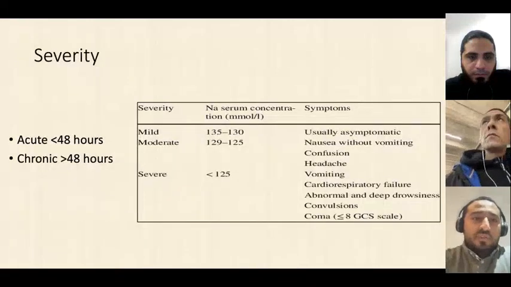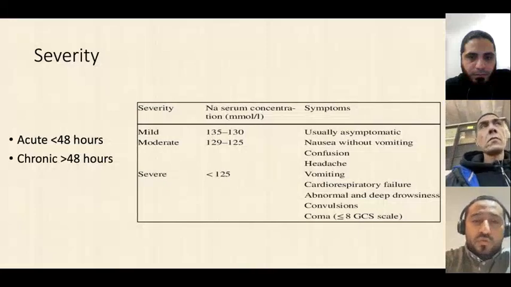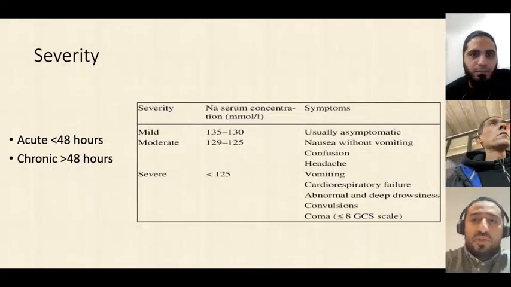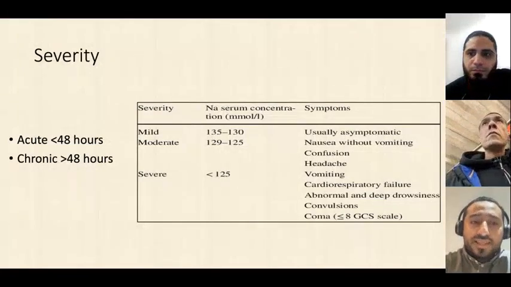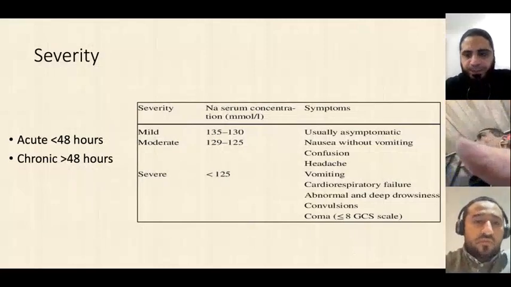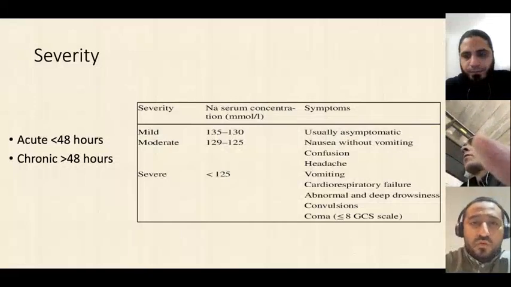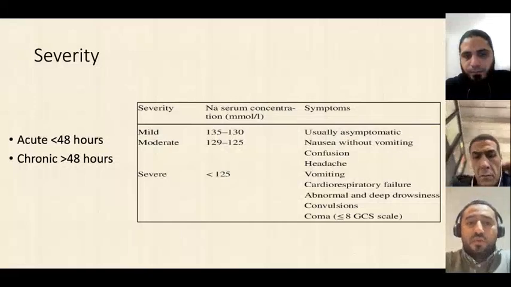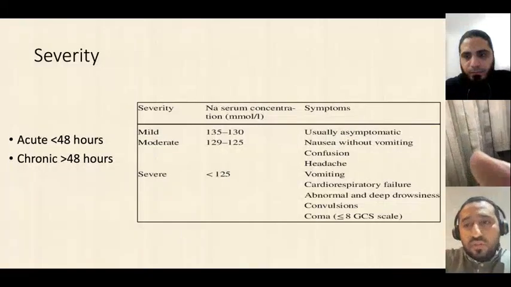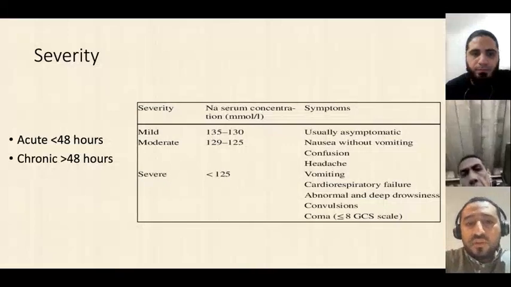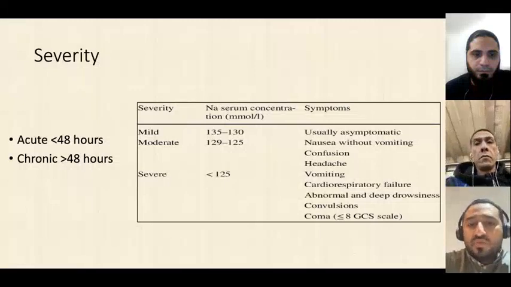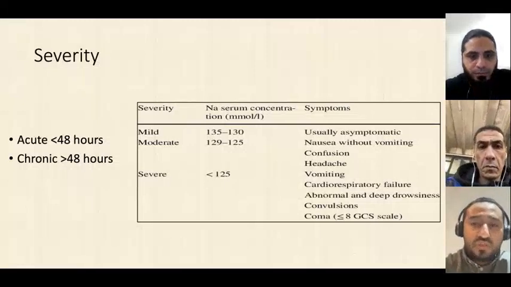We can classify hyponatremia according to severity and onset. There's acute onset hyponatremia, where we are talking about less than 48 hours presentation, or chronic, which is more than 48 hours. According to severity, it can be classified into mild, moderate, or severe. Mild is over 130 but less than 135. Moderate is from 125 to 130. And then severe hyponatremia will be lower than 125.